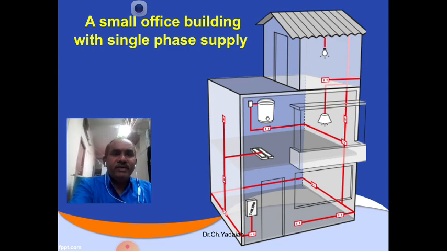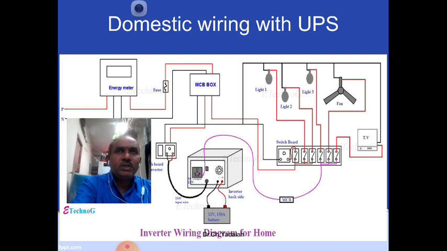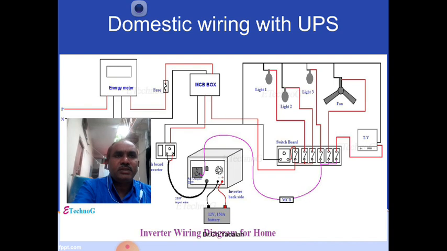Now this is a single phase. In the last class we calculated the load with only the government supply from the energy meter. Now in some houses it is possible to have an inverter, that is a UPS. If a UPS provision is provided in a domestic house, then what are the connections? You can observe the connection is the same.